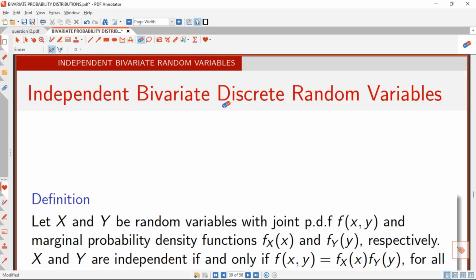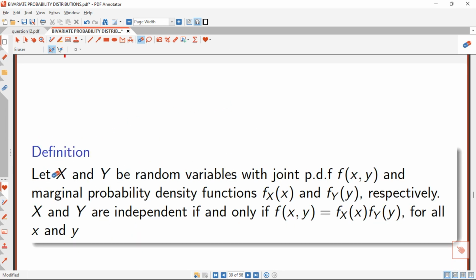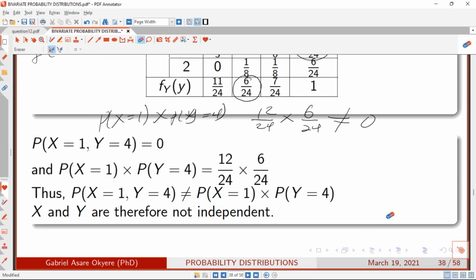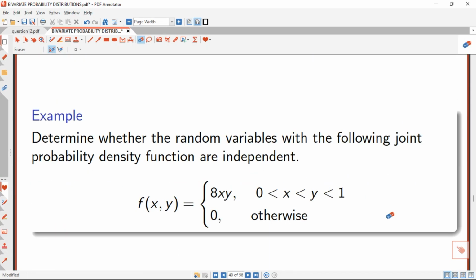Okay, so for the continuous case, we are saying that let x and y be random variables with a joint probability density function, and the marginal probability density functions of x and y are given respectively. So x and y are independent if and only if, the same thing as we discussed earlier, the joint probability density function f of x comma y is equal to the marginal of x times the marginal of y. If when we multiply them they are equal, then we can say that they are independent.